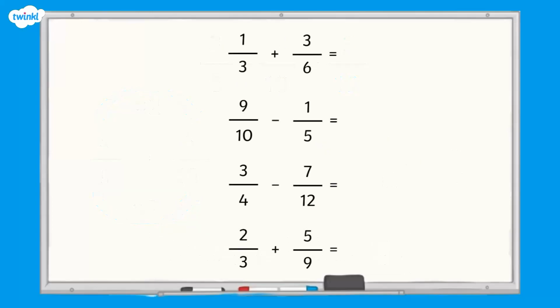Now it's your turn to have a go. Remember to check if one of the fractions has a denominator that is a multiple of the other. Pause now while you answer the questions.